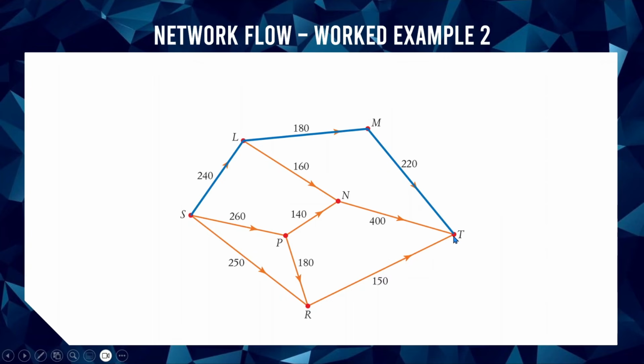Let's start off with this top path. Across these 3 roads, even though this start and this ending road can fit a fair amount of cars, this one in the middle can only fit 180 cars. So down this blue path, we are going to send 180 cars in 1 hour. Okay, so 180 cars down SLMT.